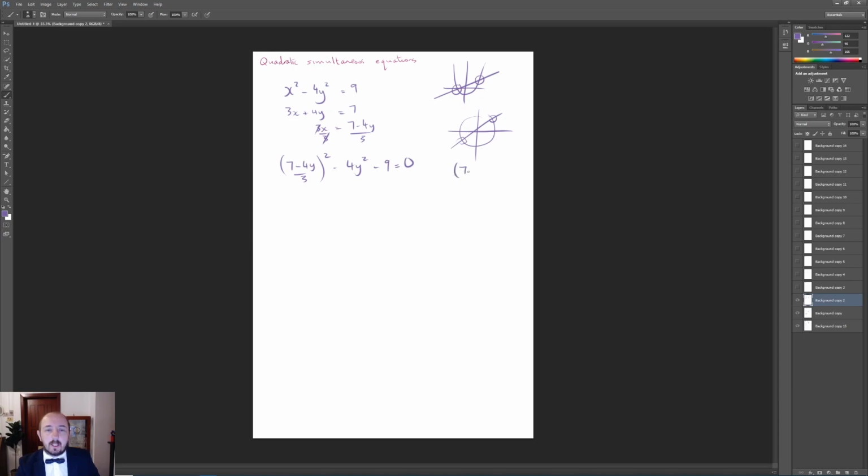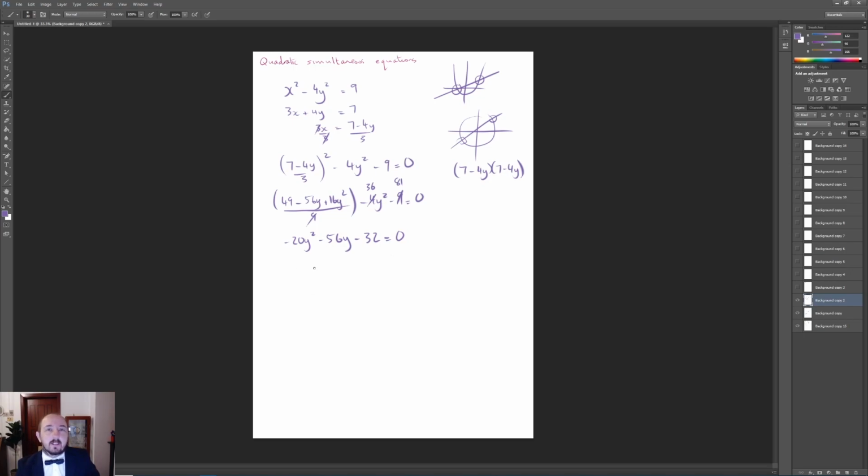7 minus 4y squared, I'll do that as a double bracket like this. So on the numerator, I'm going to have 49 minus 28y, and another 28y is 56y, plus 16y squared. And that's going to be all over 3 squared like that. And I'm going to subtract these that I still have left over. I'm going to times everything by 9 to get rid of this denominator, so that 9 will go, and this will become 36 and 81. So I have 16y squared minus 36y squared is negative 20y squared. I've got minus 56y, and I have 49 minus 81, which equals negative 32.